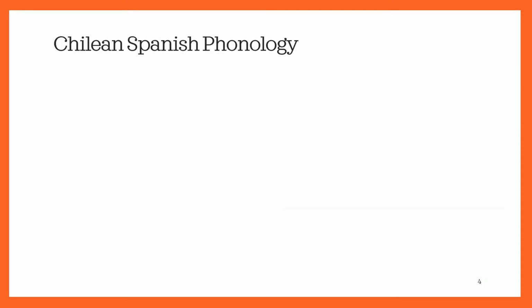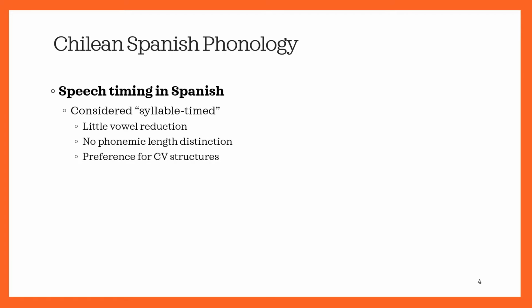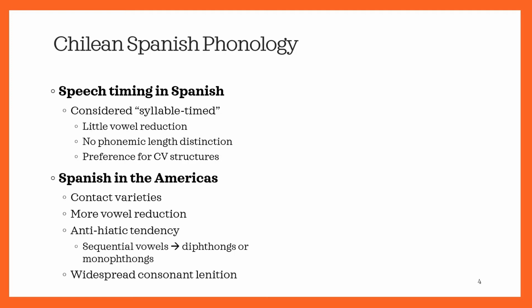In terms of what has been said in previous research about the rhythm of Spanish, this language has been classified as syllable-timed because there is little vowel reduction, no phonemic vowel length distinction, and a preference for open syllables consisting of one consonant and one vowel. Nevertheless, most studies have focused on Peninsular Spanish, which does not necessarily behave in the same way as American varieties. Several of these varieties are influenced by contact with indigenous languages, which may result in more vowel reduction in some cases than in Peninsular Spanish.